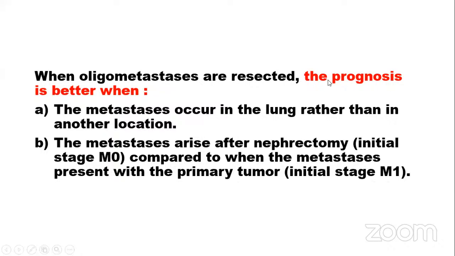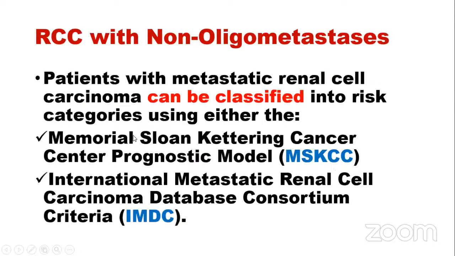When oligometastases are resected, the prognosis is better when the metastasis occurs in the lung rather than in another location, for example the brain, and when the metastasis arises after nephrectomy, initial stage M0, compared to when the metastasis is present with the primary tumor, initial stage M1. So this is considered the better prognosis.